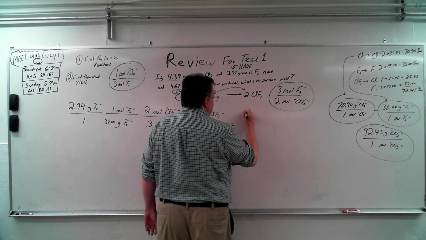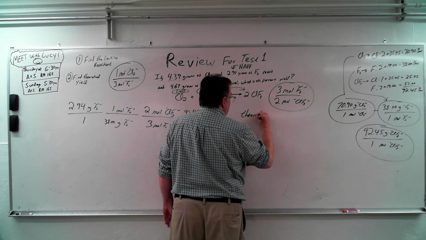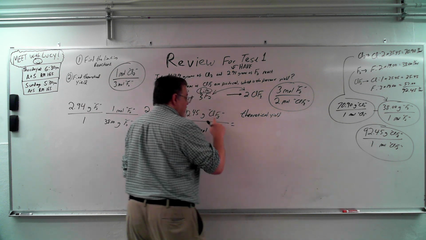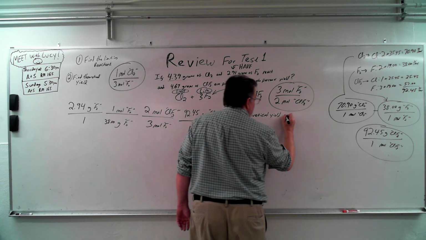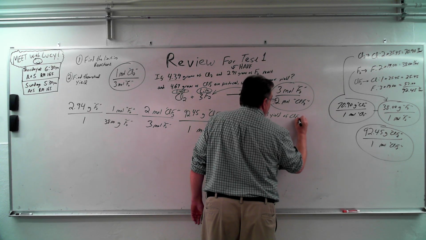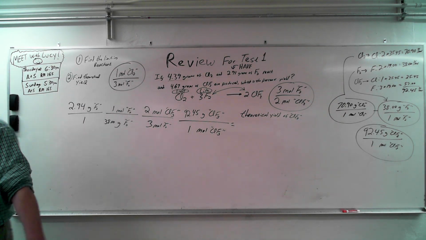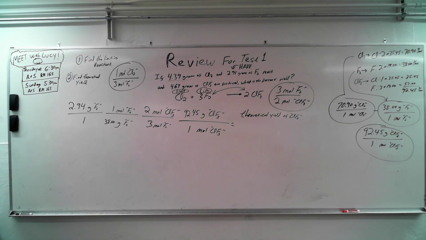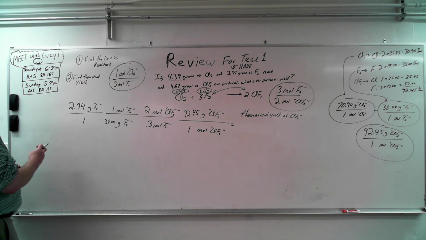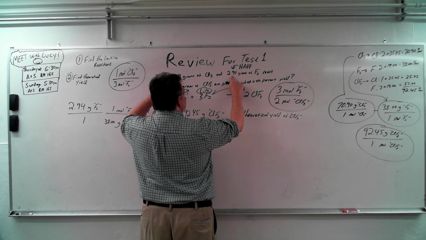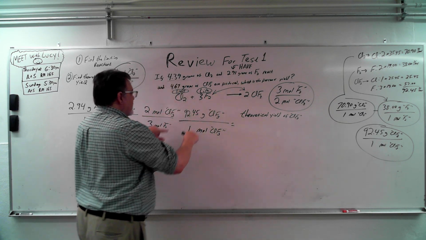This will tell us the theoretical yield of ClF3. Theoretical yield is always a product. Limiting and excess are reactants. The theoretical yield is always about the product. All right, so that'll tell us how many grams we theoretically should get when we put this many grams and this many grams of the reactants together.